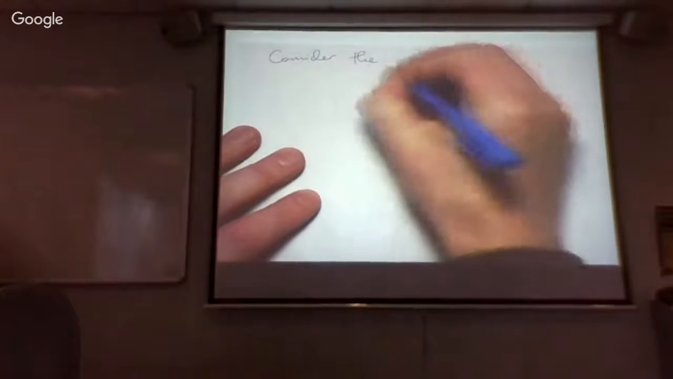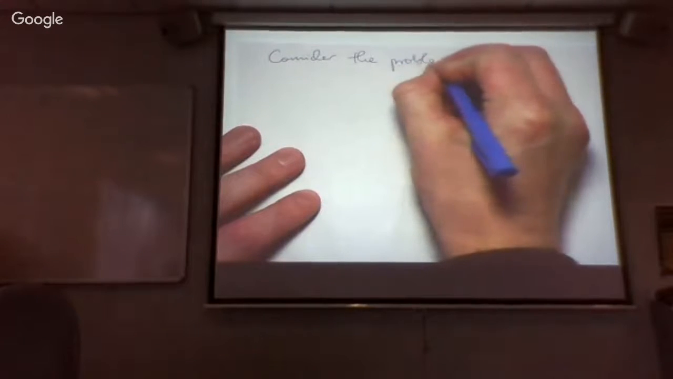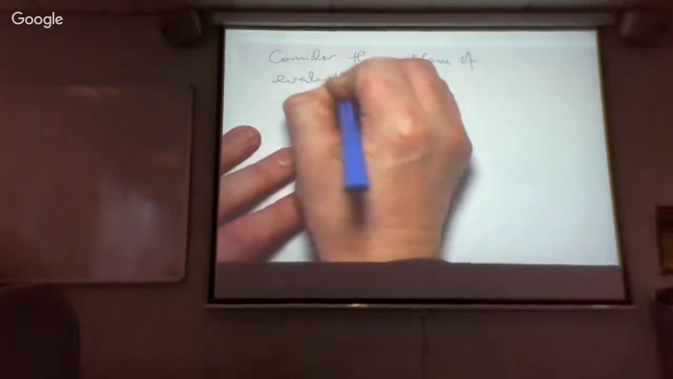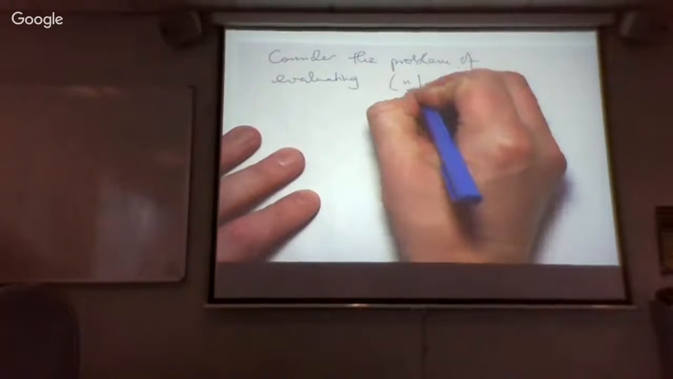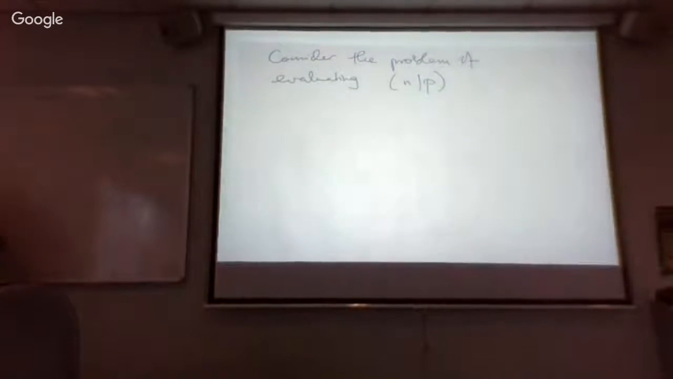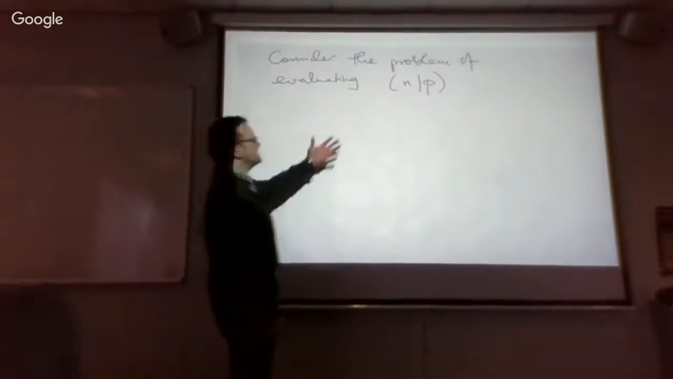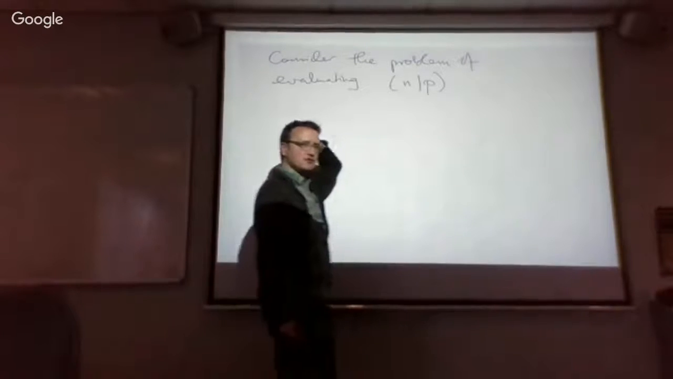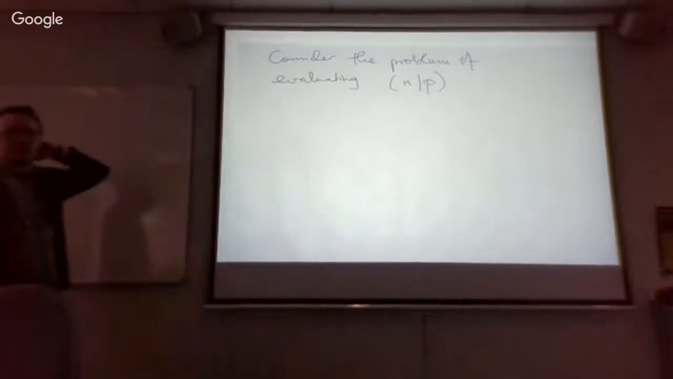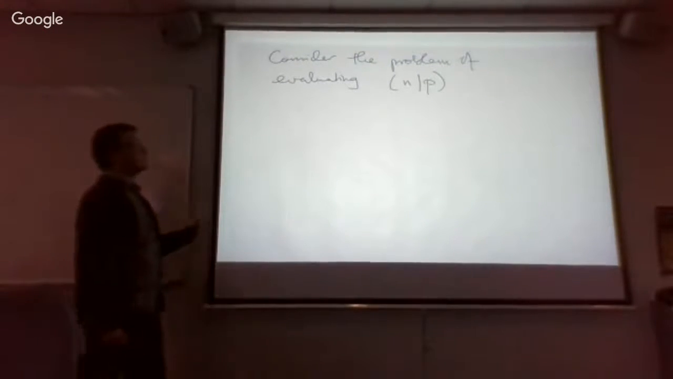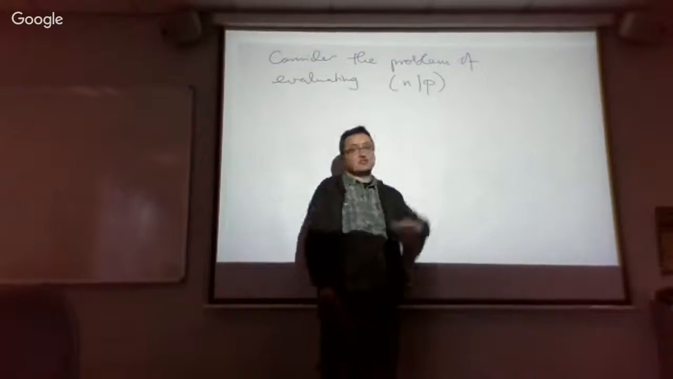So if you consider the problem of evaluating the Legendre symbol of n modulo p, where n is an arbitrary integer co-prime to p. Well, since we're in a number theory course, there's a very obvious way to think about an arbitrary integer.